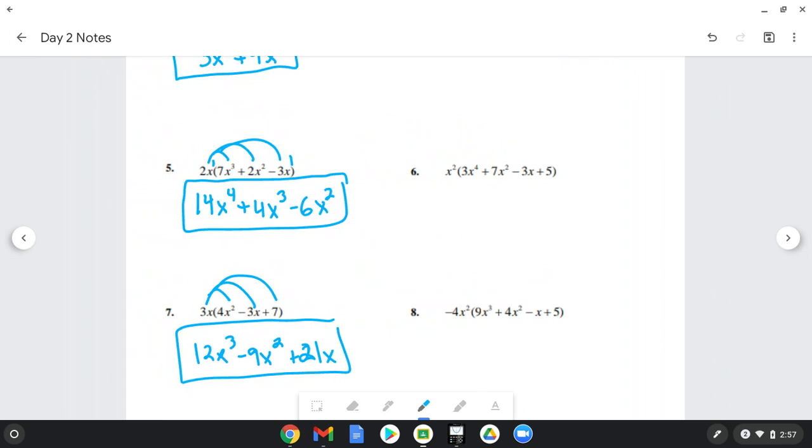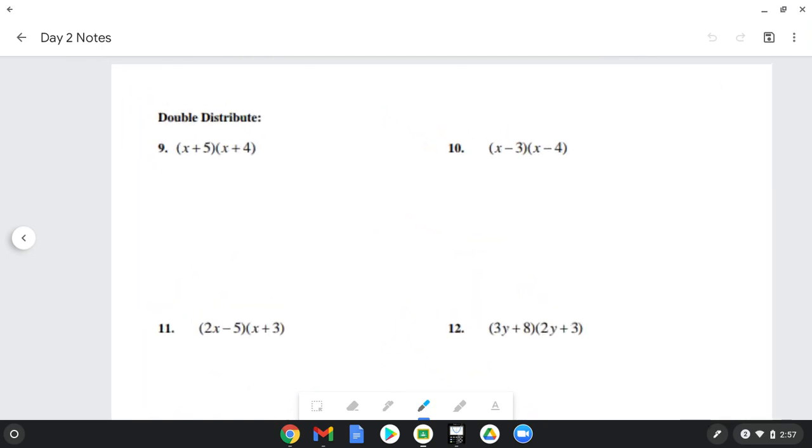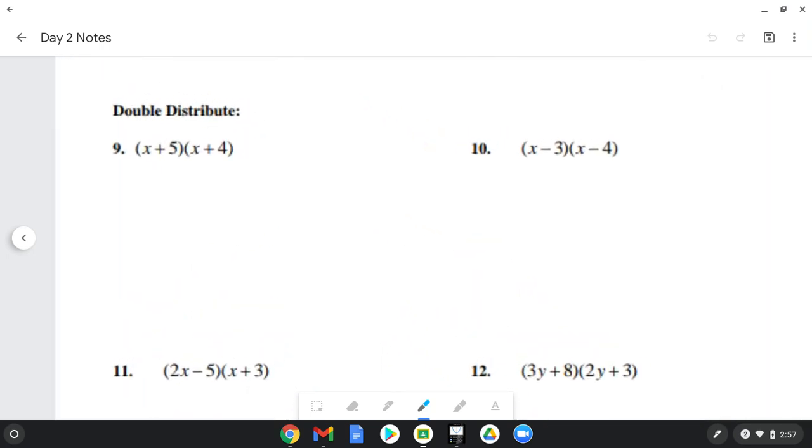So now let's do the double distributes, because those are the ones that you haven't seen yet. This page should have been a review for you. All right, so here's the double distribute ones. So for number 9, if we double distribute, that means we're going to multiply this x that's out front by both terms, and then this 5 that's in the back by both terms. So the x multiplied by the x would give me x squared. X times 4 gives me 4x. 5 times x gives me 5x, and 5 times 4 gives me 20.